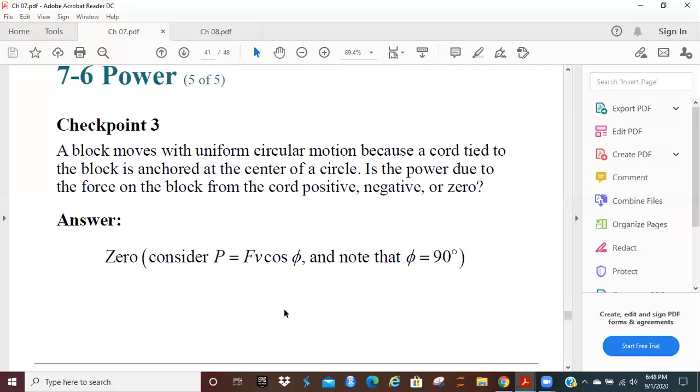So a block moves with uniform circular motion because a cord tied to the block is anchored at the center of the circle. Is the power due to the force on the block from the cord positive, negative, or zero?